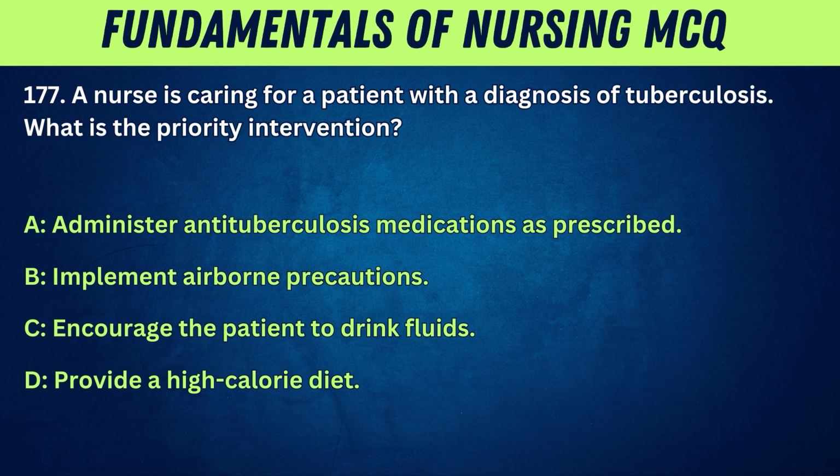177. A nurse is caring for a patient with a diagnosis of tuberculosis. What is the priority intervention? A.